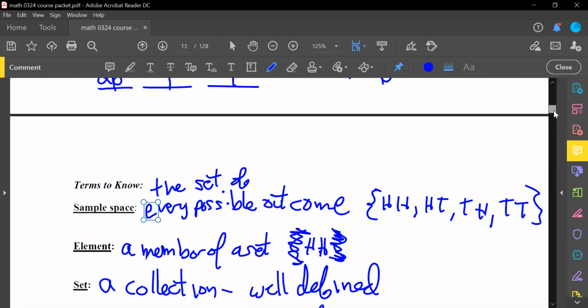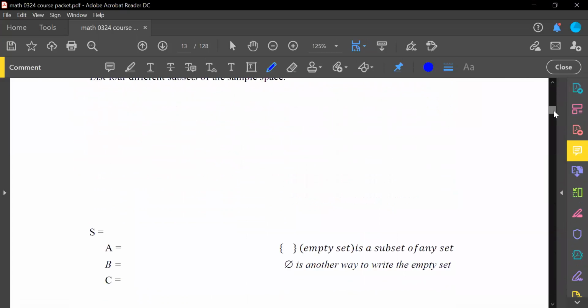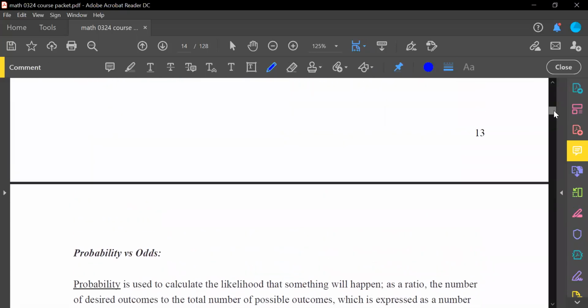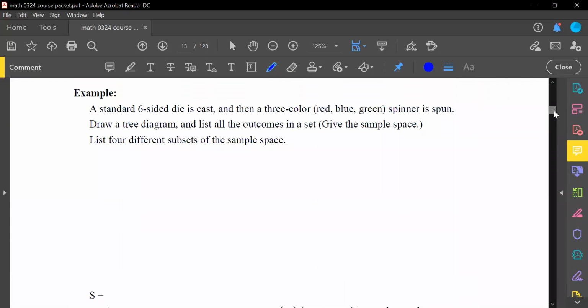Okay. So we didn't have quite time to get to all this stuff. Well, let's get to this, and then we stopped, and I'm probably gonna make it just another video. So it says a standard 6-sided die is cast. Then a 3-color red, blue, and green spinner is spun. Draw a tree diagram with all the outcomes in a set. Give the sample space, okay? And 4 different subsets.